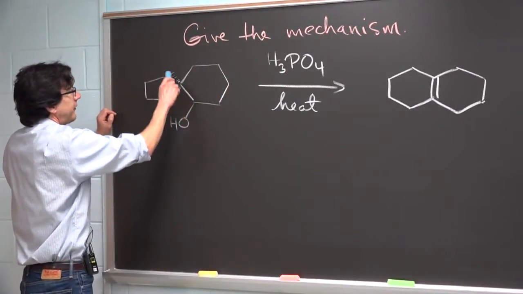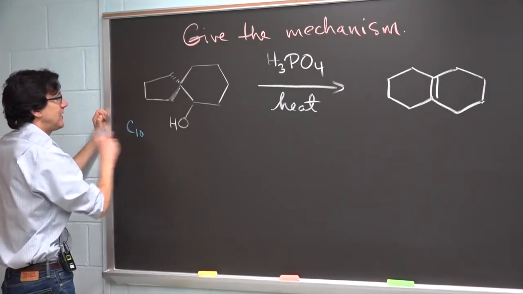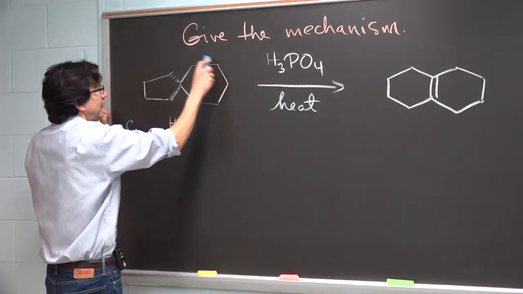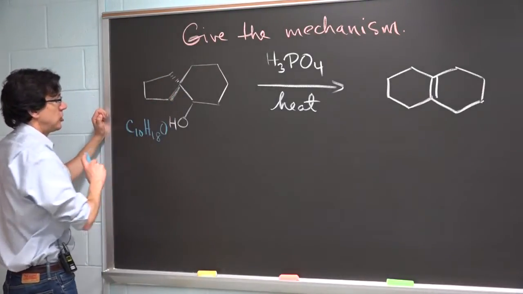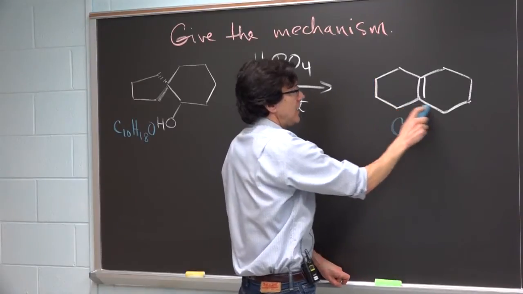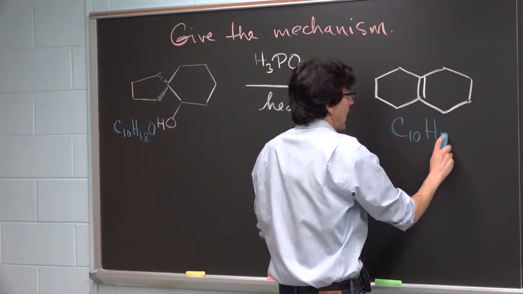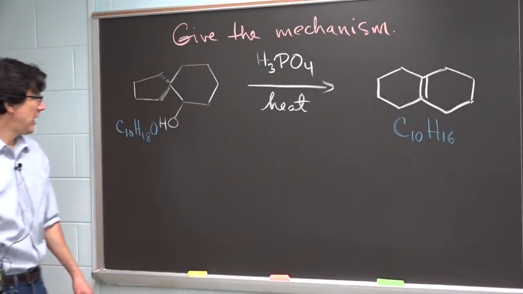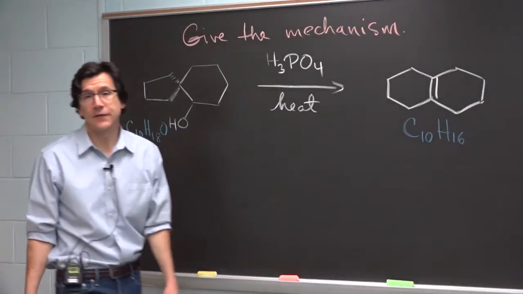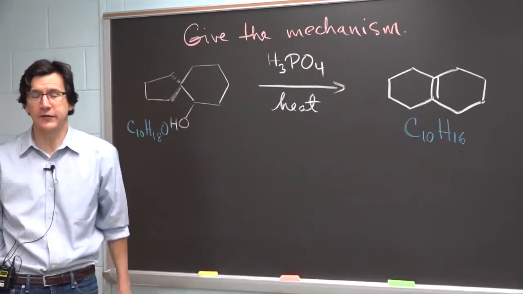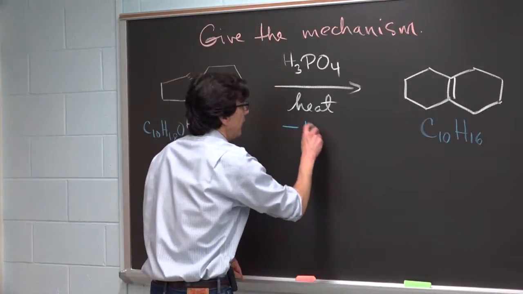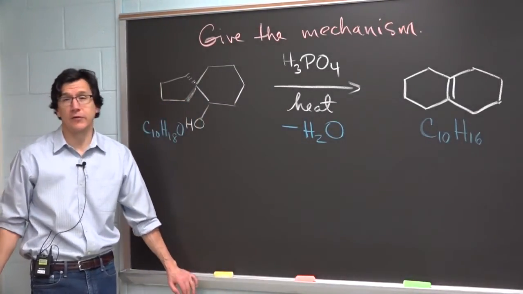The starting compound has 6, 7, 8, 9, 10 carbons. So this is C10. It has 18 hydrogens and 1 oxygen. And then on this side, we also have 10 carbons, and 16 hydrogens, and there is no oxygen in the product. So if I compare this formula to this formula over here, what's the difference? The difference is 2 hydrogens and 1 oxygen, which maybe stimulates us to think about loss of H2O. So in terms of getting started, somewhere along the line, we're going to have to lose the elements of water.